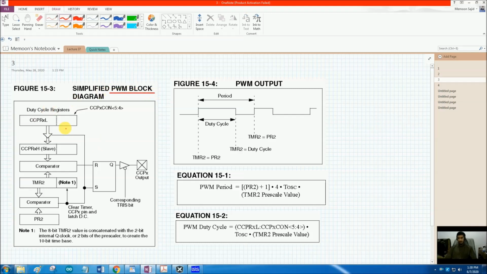So we can see here that we are involving timer 2 in this mode, and we have the period register of timer 2 there, that is the comparator of timer 2, and then we have the CCPR XL, the lower 8-bit register of CCP, and this CCPR XH, that is not physically available to the user in this mode.